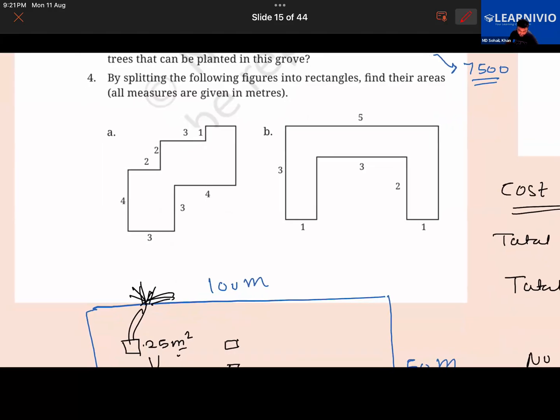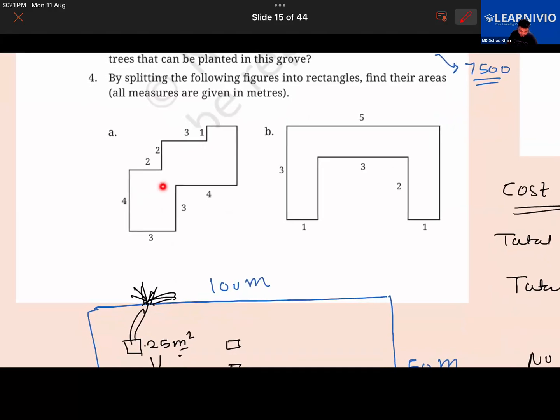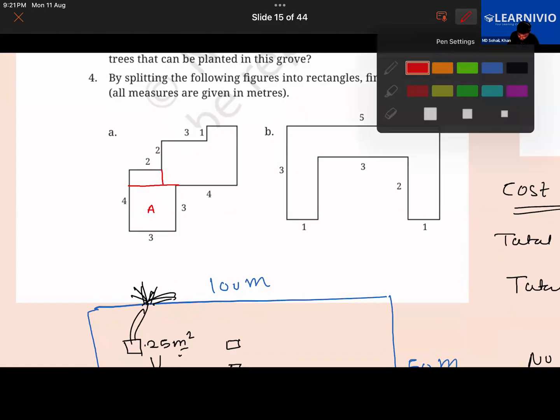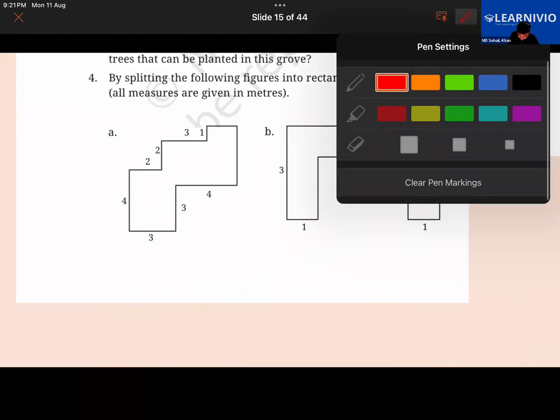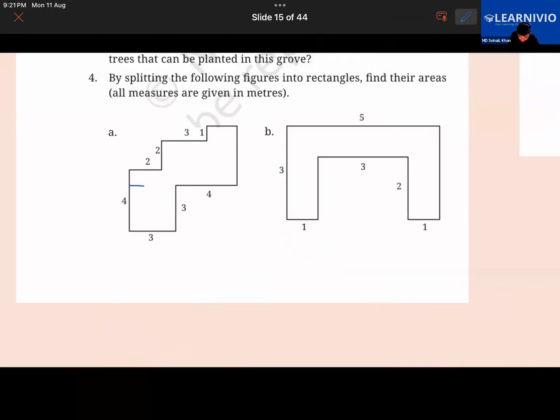Okay, what can we do here? How about we draw a line from here and a line from here, and let's call this a square, right? Please give me a minute. Okay, let's make some construction. Let's call this square A. Then we will do some more constructions here.